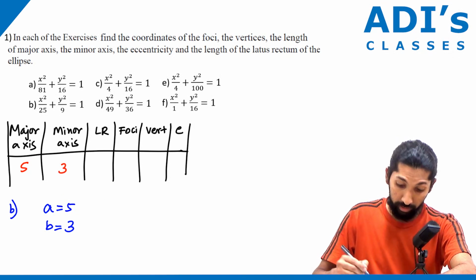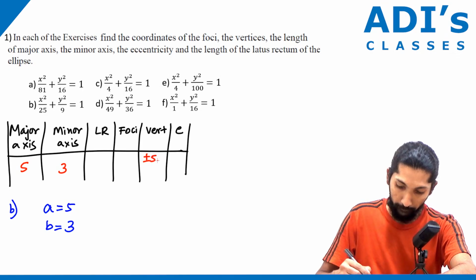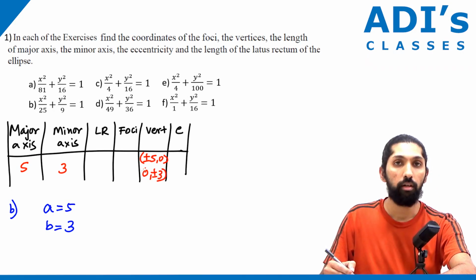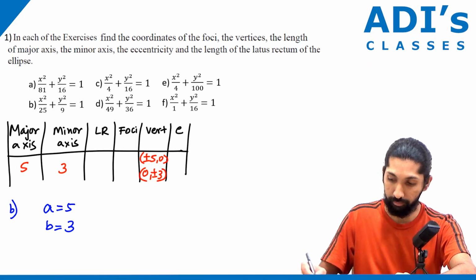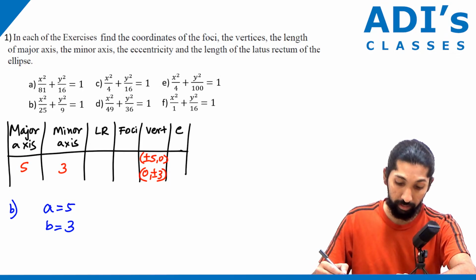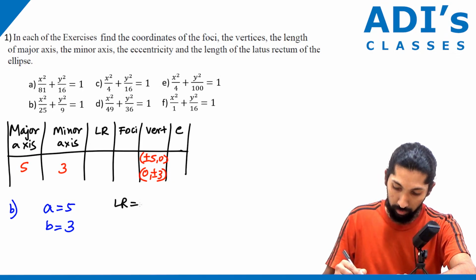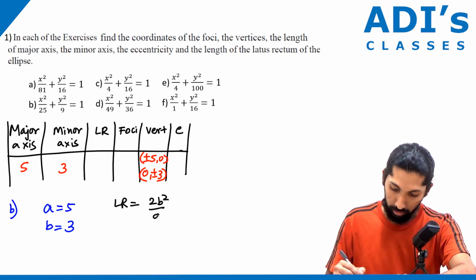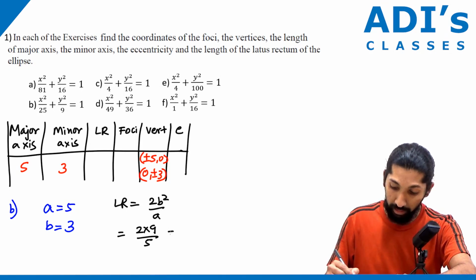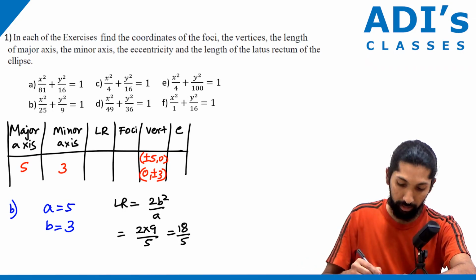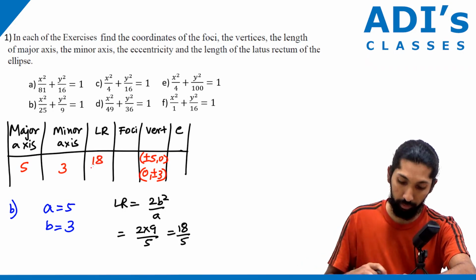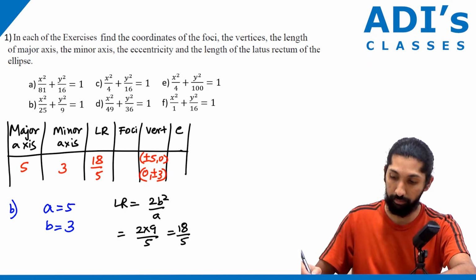Now vertices are plus or minus 5, 0 and 0, plus or minus 3. Correct? Two vertices are done. Then we'll calculate the next part, latus rectum. LR is equal to 2b square divided by a. That means 2 into 9 divided by 5, 18 by 5. So latus rectum is 18 by 5 units. Very easy to calculate.